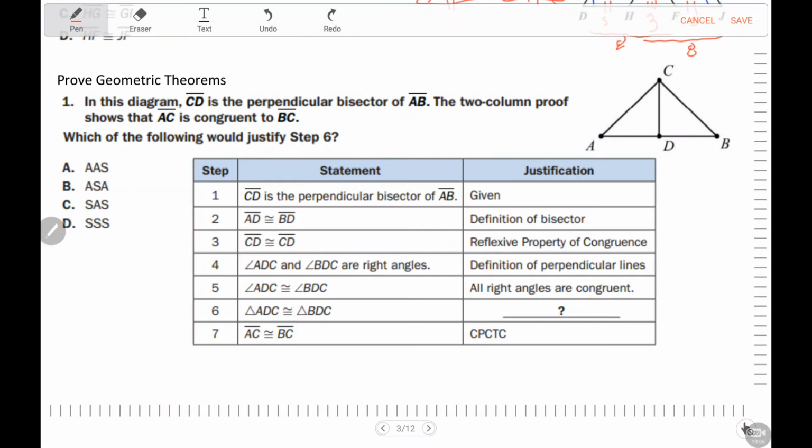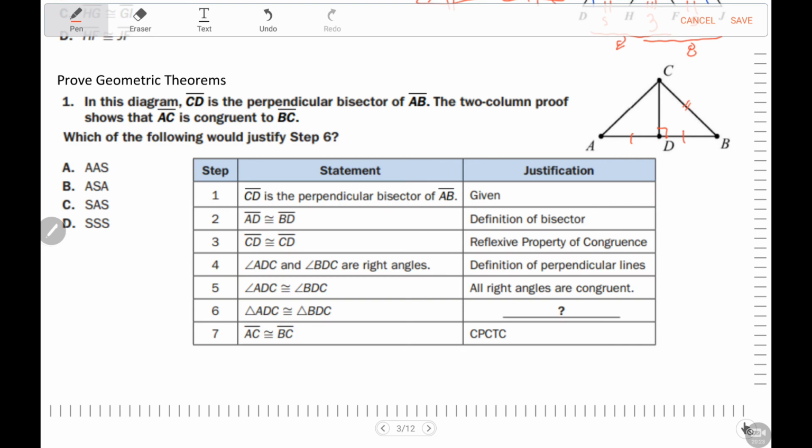All right. In this diagram, CD is the perpendicular bisector of AB. The two-column proof shows that AC is congruent to BC. Which of the following justifies step 6? So CD is the perpendicular bisector of AB. The two-column proof shows that AC is congruent to BC. So it proves this. Okay. What would justify step 6?